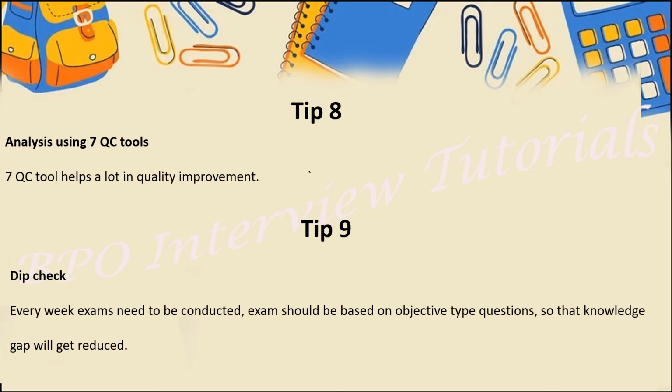Let's move to the eighth and ninth tip. Eighth, we know that analysis can be done with the help of 7 QC tools. And the last one is dip check, wherein objective type questions need to be shared on a weekly or alternate days basis. 5 or 10 are enough, so that everyone will attend those and they will be calibrated and no knowledge gap will be there. Post doing the dip checks, it is mandatory to have sessions with the employees so that they will understand where they have made the mistakes.